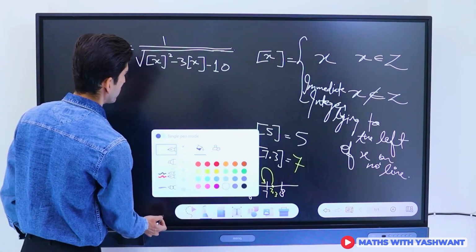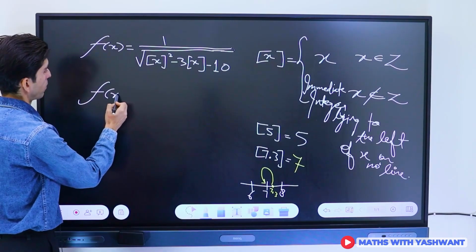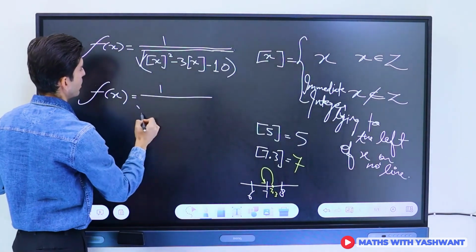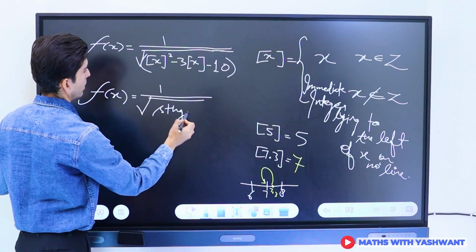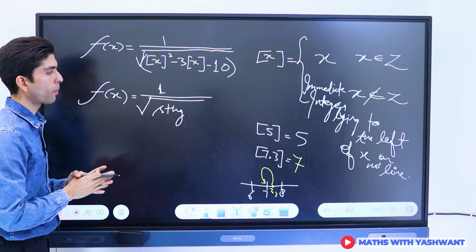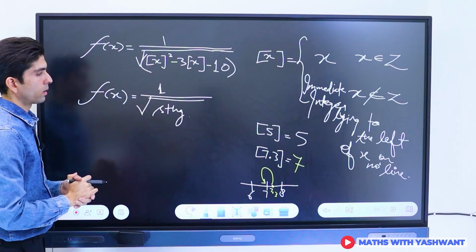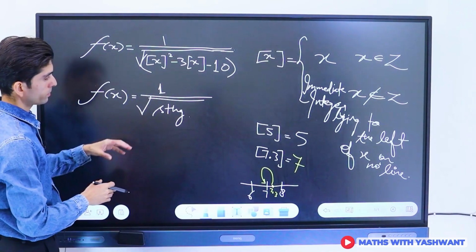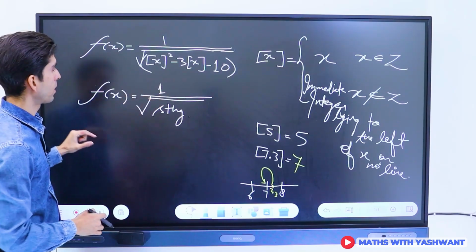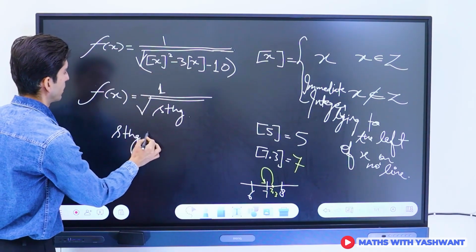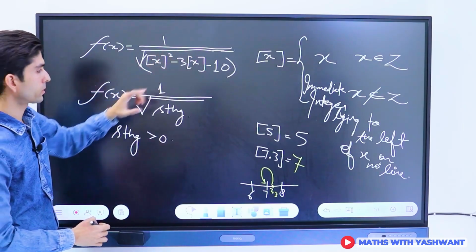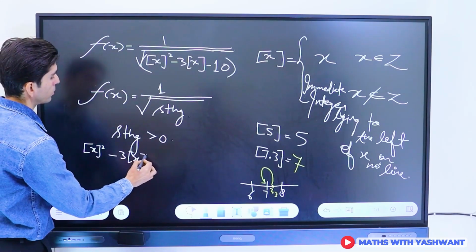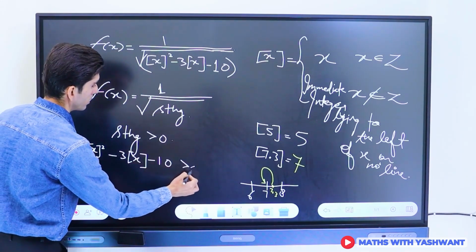And we have just solved the square root function. This structure is quite similar to 1 upon square root of something. When we have the square root function in the denominator, and we want to find the domain, we have to define our expression. So to define this expression, we have to make sure that something is greater than 0. Our something in this case is [x]^2 minus 3 times [x] minus 10 greater than 0.